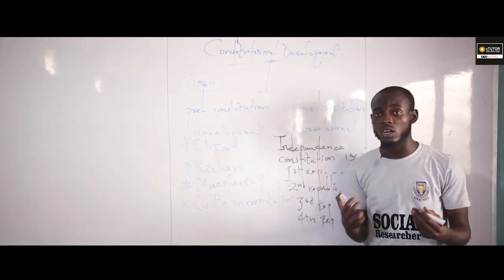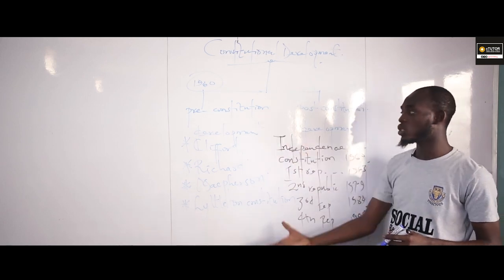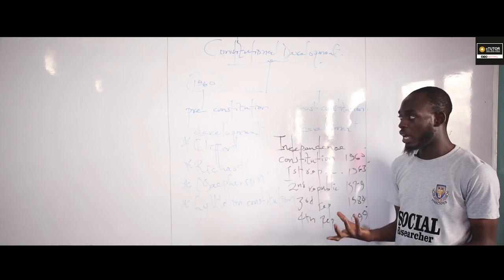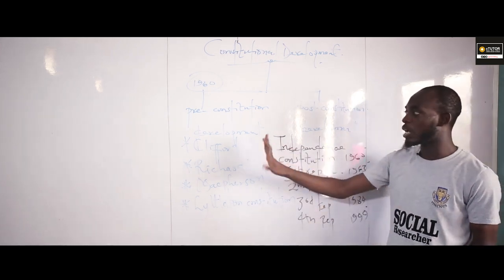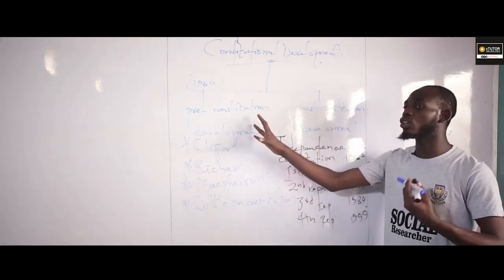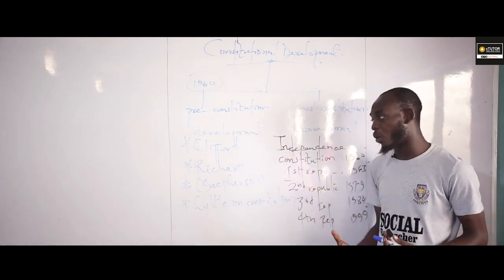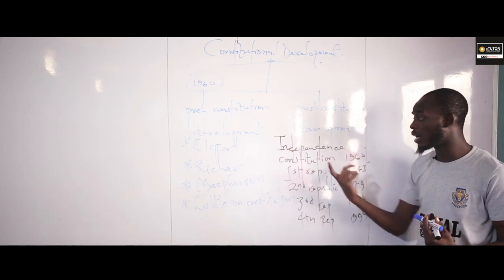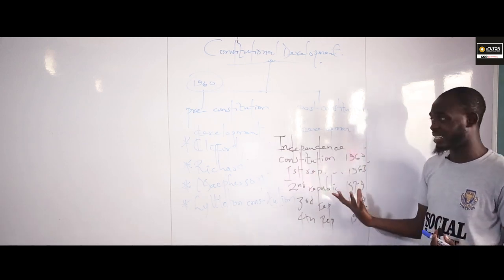So these are the things we need to memorize often in understanding the concept of government. They are very, very easy to memorize. Do you understand now? Like I said, pre-constitutional developments are constitutions we have before we got our independence, while post-constitutional developments are constitutions we have after we got our independence in 1960.